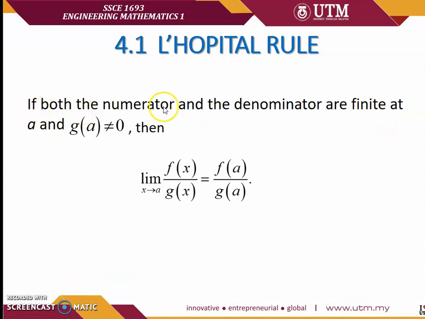What happens if both the numerator and denominator are finite at a, and we have the value of g(a) not equal to 0? Then what we need to do is just substitute the value of a into the limit. Let's say the limit as x tends to a of f(x) over g(x). We replace all x with a in the numerator, and for the denominator also replace all x with a. This is how we deal with the limit.